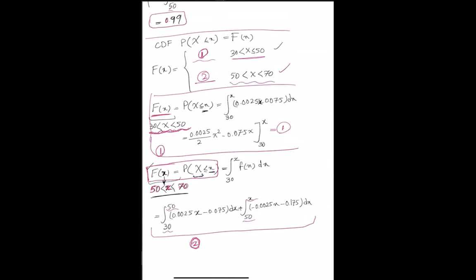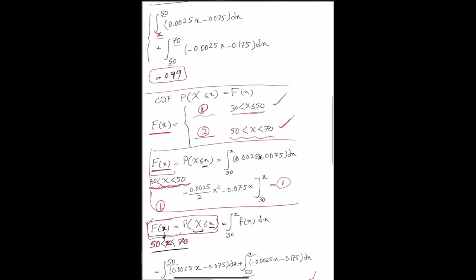So my cumulative distribution function, or CDF, will have two possible options, similar to the probability density function that we saw on the top. One is for the scenarios when x is between 30 to 50. The other one is for the scenarios when x is between 50 to 70. So that will give you the CDF.